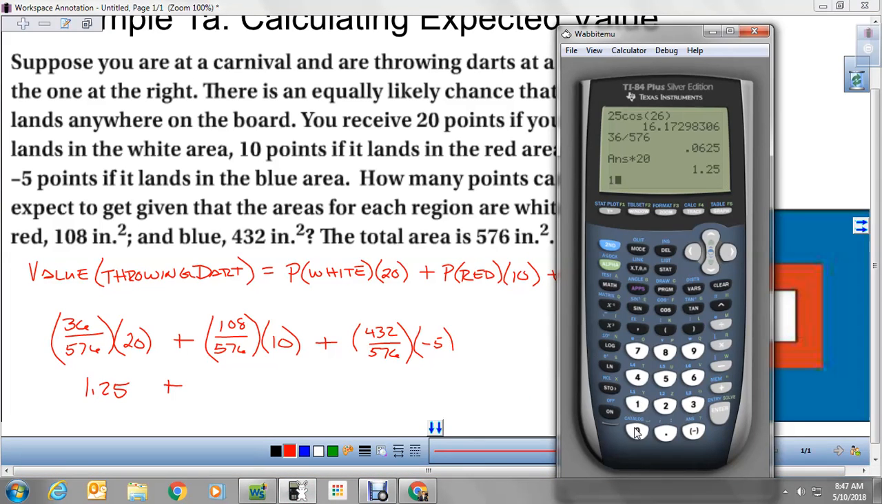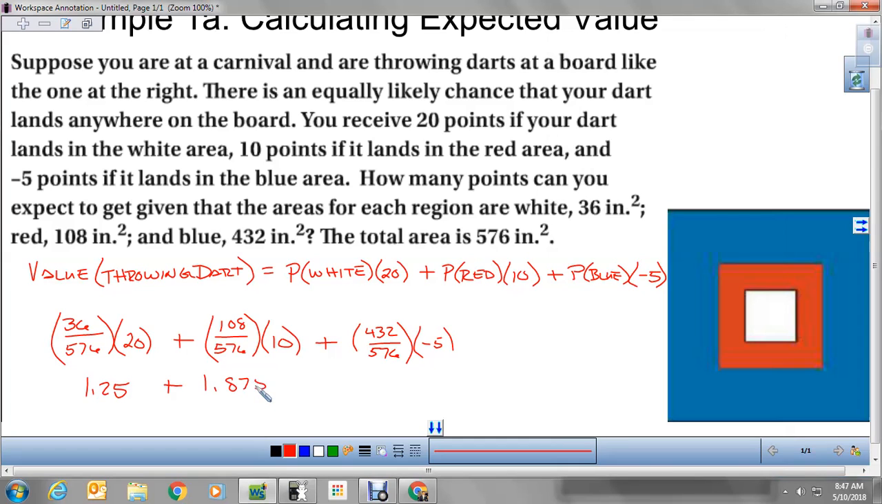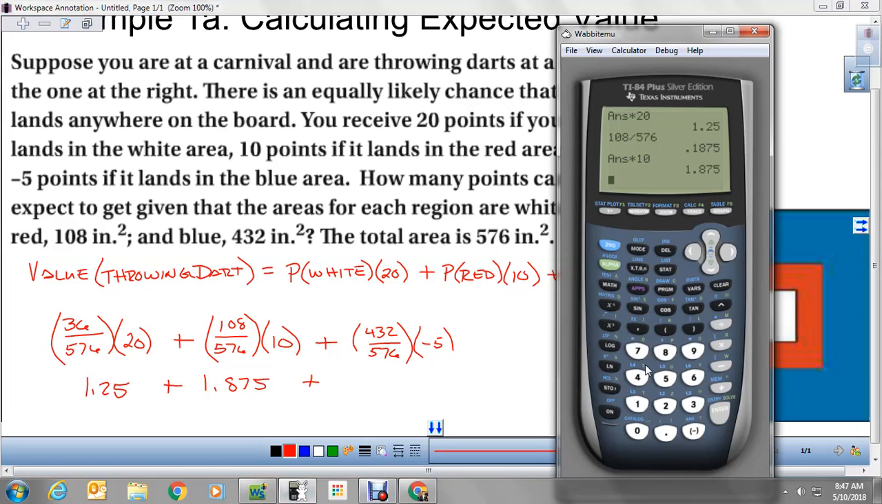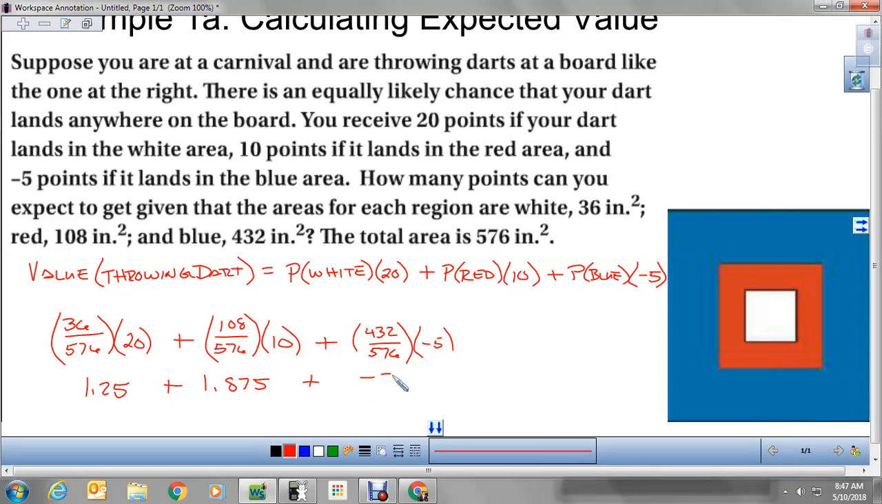We're going to take 108 divided by 576, which is 0.1875. We multiply that by 10 points. That gives us 1.875. And then the last one, 432 divided by 576, is 0.75, and we multiply that by negative 5. That gets us negative 3.75.